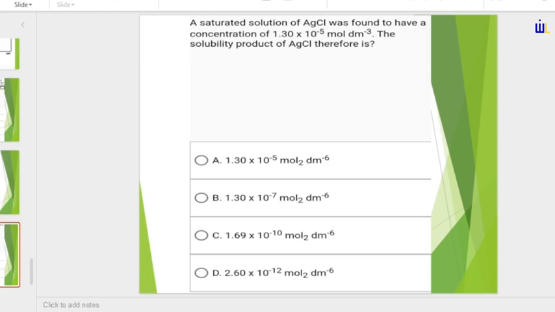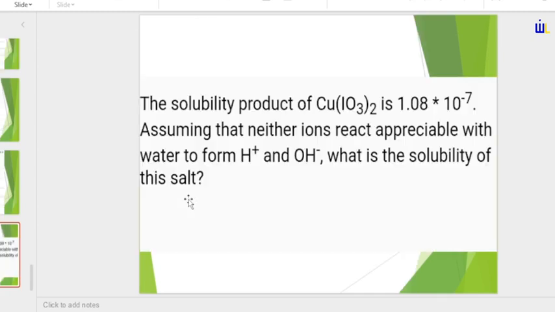Is anybody confused? No. Okay, very good. Try this question, everybody. That's the last question for the night. Try this question. Please, you see this thing they wrote here? Assuming neither, just ignore it.